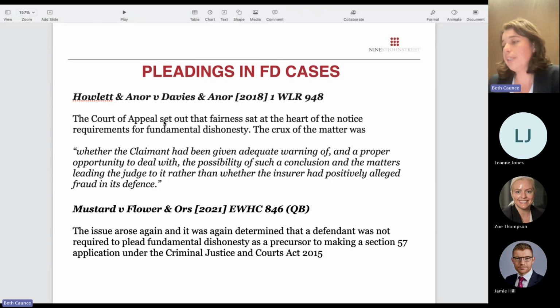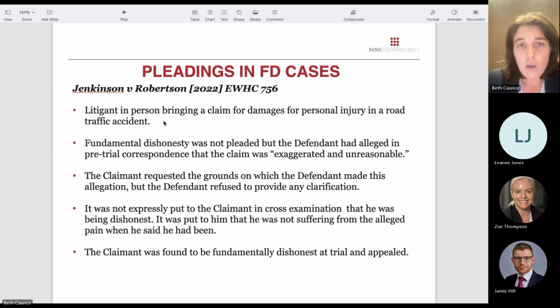So we'll begin with pleadings in FD cases and the well-known cases of Howlett and Mustard and Flowers, which set out that fairness sits at the heart of the notice requirements on fundamental dishonesty. And insurers need not necessarily plead it positively in a defence, but certainly by the time one comes to the end of trial, the claimant must have been given adequate warning of and a proper opportunity to deal with those allegations. How has that then been addressed in the recent cases?